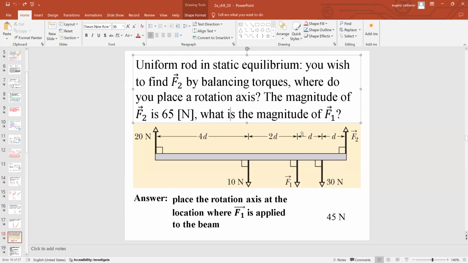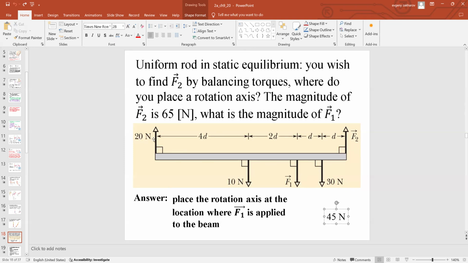Okay, let's solve it. You got F sub 2 as 65. So you got 20 positive, 10 negative. F sub 1 is unknown, 30 negative, and F sub 2, 65, so 65 up. Balance of forces: plus 20 minus 10. What's that? That's positive 10. So 10 minus F sub 1 minus 30 plus 65. When you do the math, you should end up with 45 newtons.